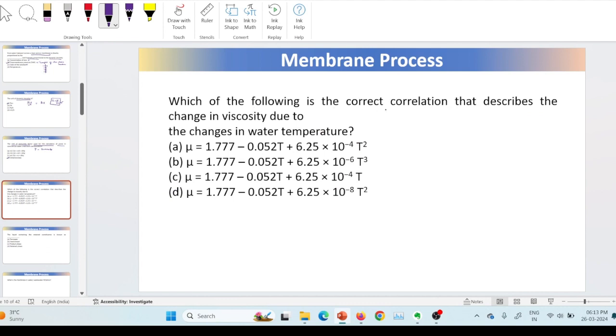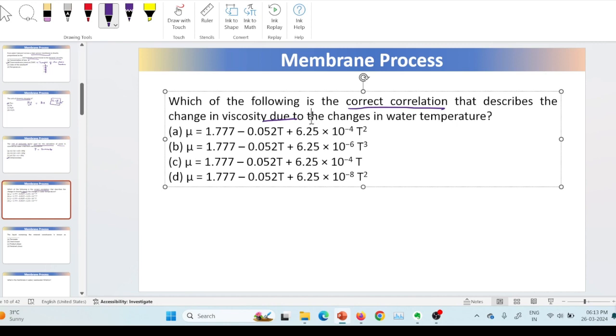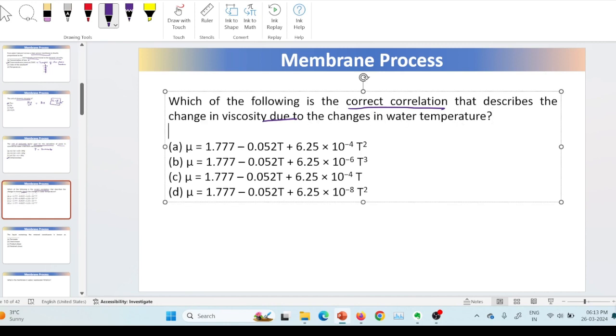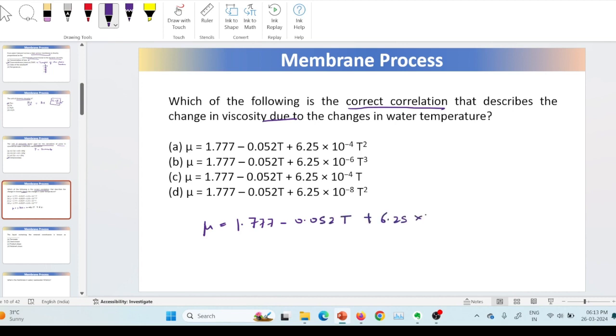Which of the following is the correct correlation that describes the change in viscosity due to change in the water temperature? If we change the temperature, we know the viscosity will change. The formula is mu equals 1.777 minus 0.052 T plus 6.25 times 10 to the power minus 4 T square. So the answer is A. Here T is temperature in degrees Celsius.